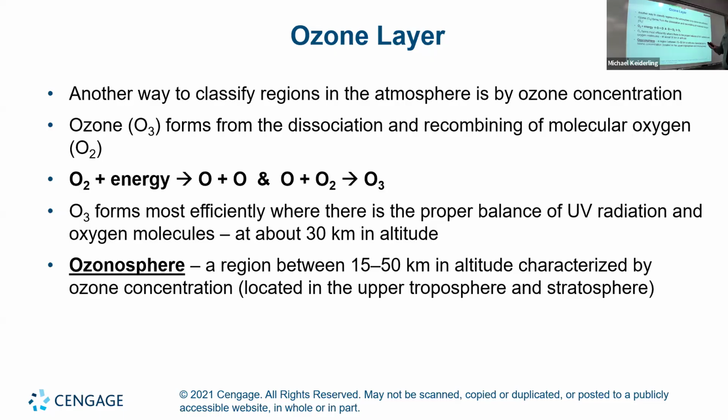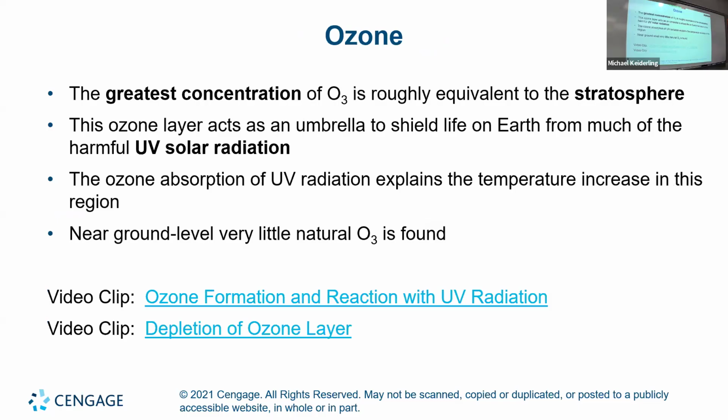And O3 forms most efficiently when there's the proper balance of UV radiation and oxygen molecules at about 30 kilometers in altitude. And the process of forming and breaking apart ozone molecules helps absorb UV radiation and convert it to heat. So the ozonosphere is a region between about 15 to 50 kilometers in altitude, characterized by its ozone concentration. It's in the upper troposphere and the stratosphere, and the greatest concentration of ozone is roughly equivalent to the stratosphere.